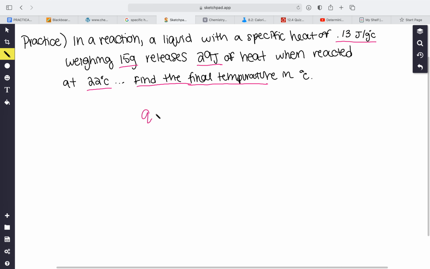So again, let's write out our equation. Q equals mCΔT. And then we will look and see what we have, right? So Q first. Do we have Q? All right, let's look. So that's the heat, specific heat, that's the mass, releases 29 joules, right? So that's going to be our Q, 29 joules. Cool. So next thing is mass. We have mass, that's 15 grams. And the specific heat, I just saw that, that's up here at 0.13 joules.